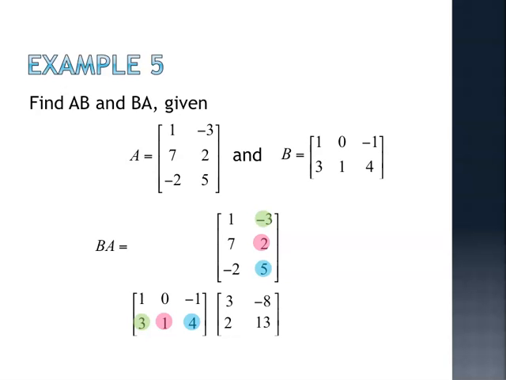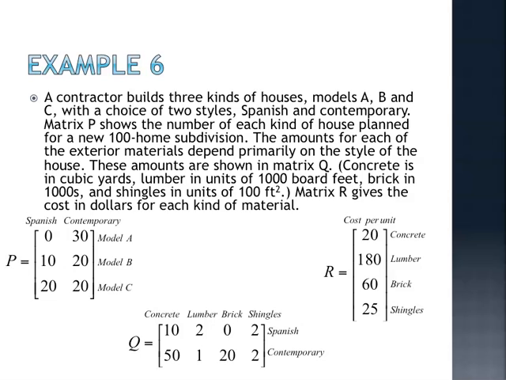Now you'll notice that although we were able to multiply A times B and B times A, you do not get the same answer. So again, AB and BA, when we're talking about matrix multiplication, shows us the commutative property does not hold when it comes to matrix multiplication. All right, our last example.